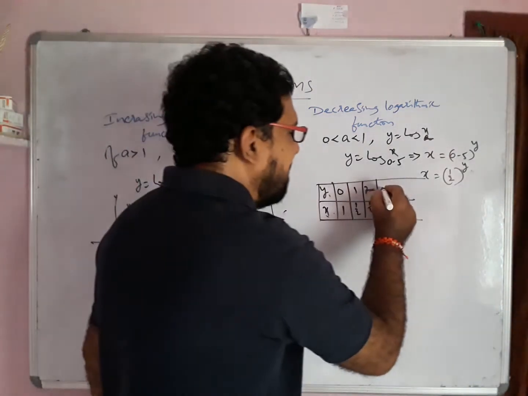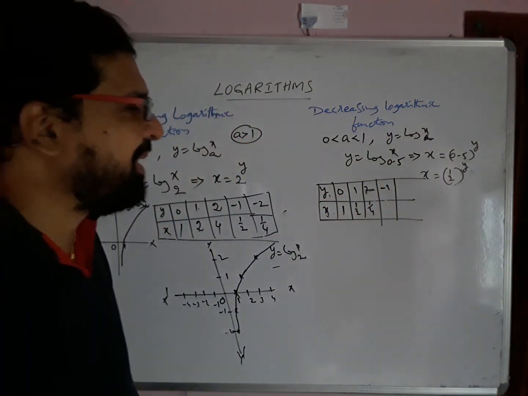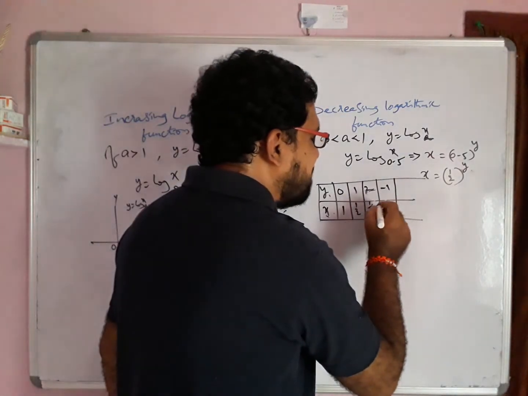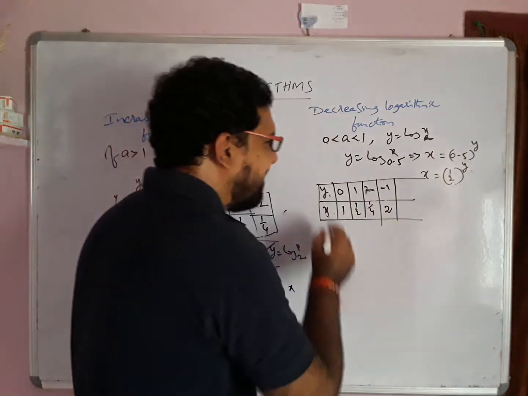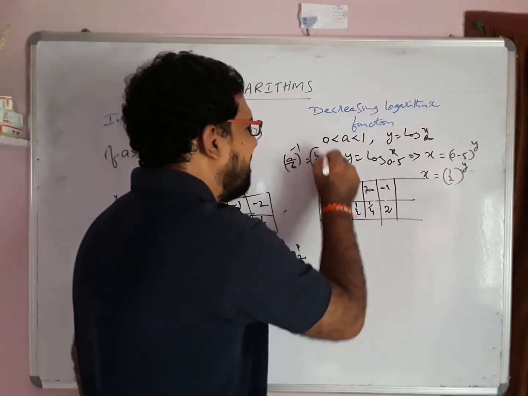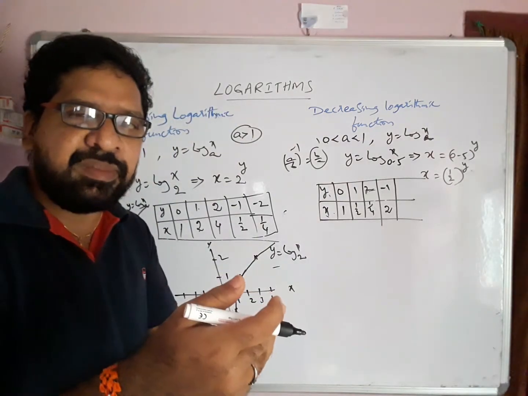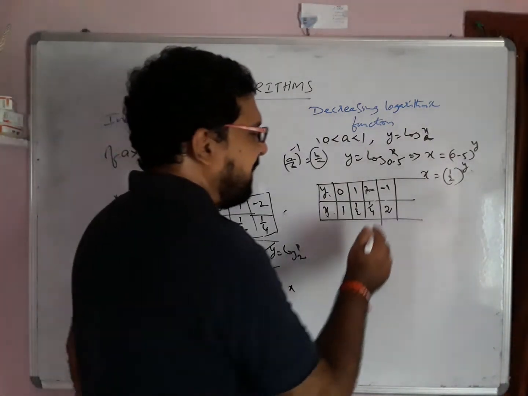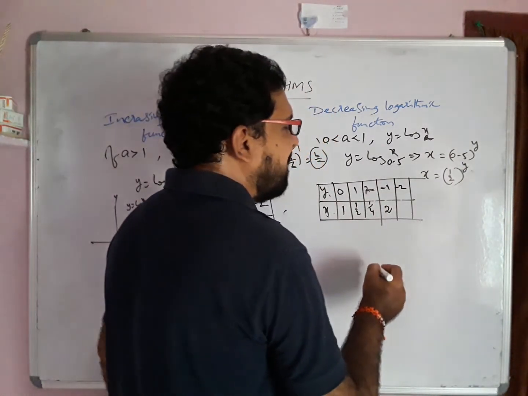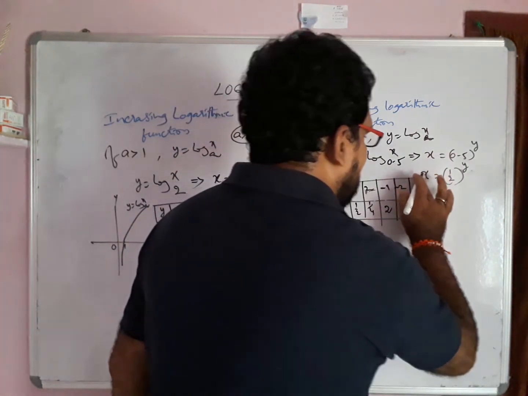So here, minus 1. (1/2) to the power minus 1 means 2, because (a/b) to the power minus 1 is equal to (b/a) to the power 1. That means the base is going to be changed, reciprocal. So the next one is minus 2. When you take minus 2, (1/2) to the power minus 2 is nothing but 2 squared, which is 4.